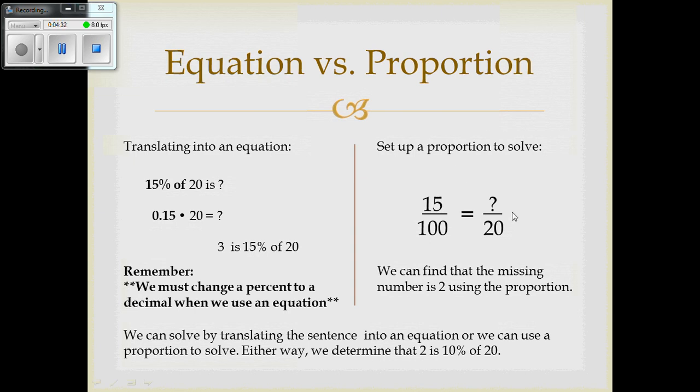On the right, we can set up a proportion to solve. So here is my 15%, so 15 over 100, and we've set it equal to something, which we don't know, over 20. Well, our constant multiplier is going to be 1/5. 15 times 1/5 is 3. 100 times 1/5 is 20. So we still get the same answer. 3 is 15% of 20.